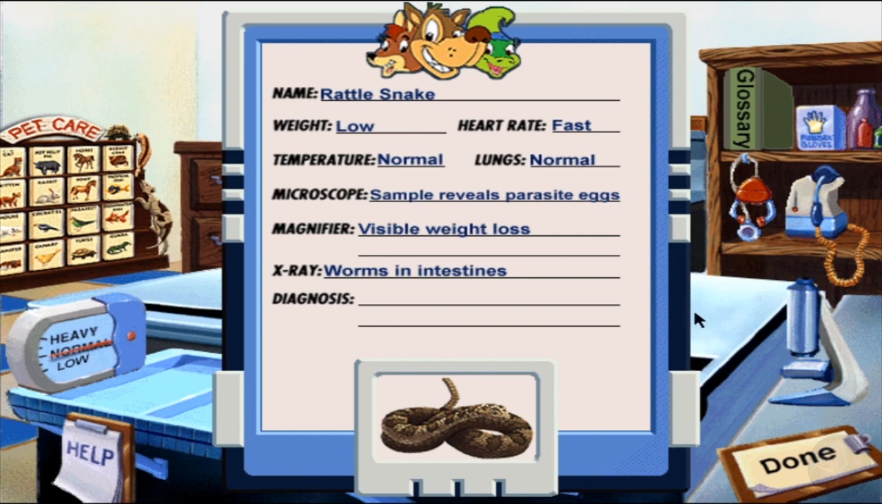The X-ray is the most revealing. It shows adult worms in the intestines. Don't forget to stay clear of the mouth area when treating. Rattlesnakes are venomous. The rattlesnake is suffering from internal parasites.